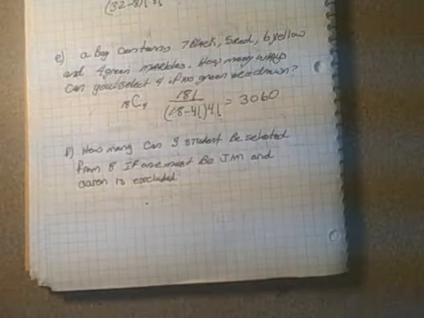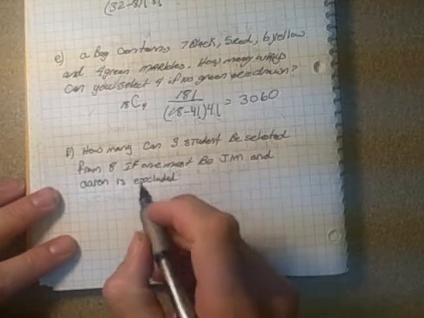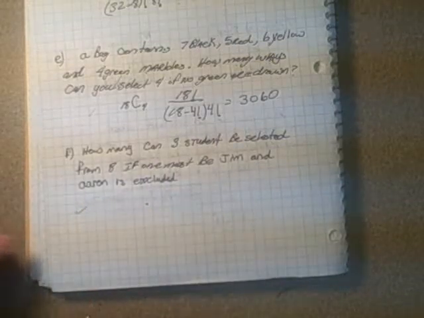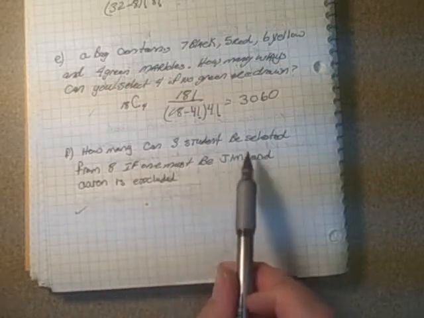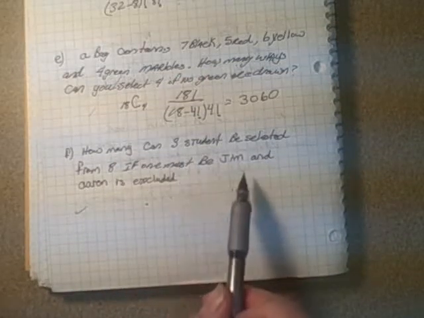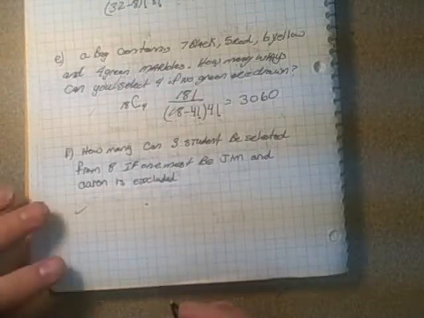Okay, our last example that I have in this area. How many ways can 3 students be selected from 8 if one must be Jim, say there's a Jim in there, and Aaron is excluded? A bit of a tricky one. One must be Jim, so that means we have to put Jim in there. So there's only actually 2 other students that we're going to pick. However, it also says Aaron is excluded. So if we exclude Aaron, we're actually picking from 6. We're picking 2 students from 6. So we have to think about that.